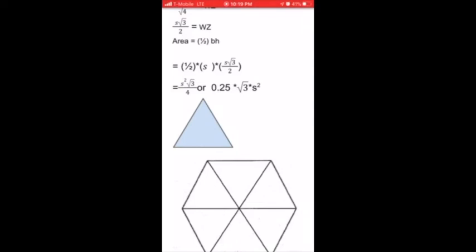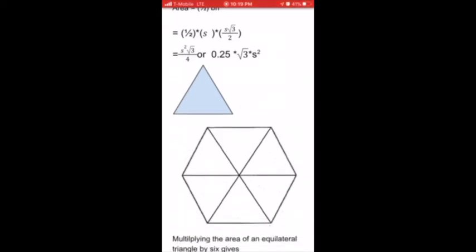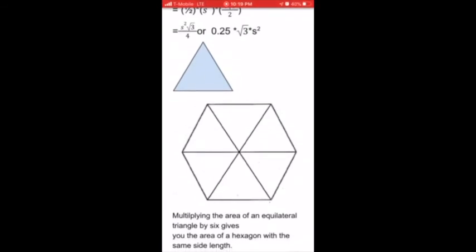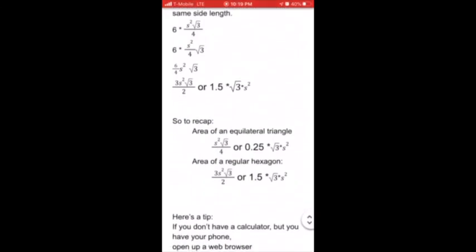Now remember what I said about the equilateral triangle being 1/6 of the hexagon. If you multiply the area of the equilateral triangle by 6, it gives you the area of a hexagon with the same side length. So you do 6 times that formula from before, 6 times s squared times the square root of 3 over 4. Do some rearranging. 6 over 4 times s squared times the square root of 3. Simplify 6 over 4 to 3 over 2. And you'll get 3s squared times the square root of 3 over 2. Or again, if you're a decimal fan, 1.5 times the square root of 3 times s squared.